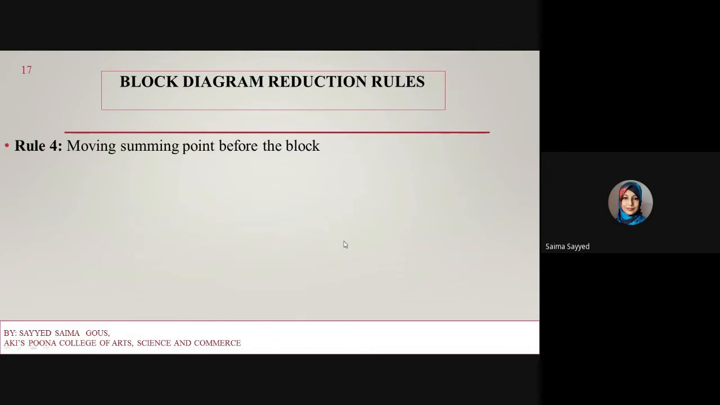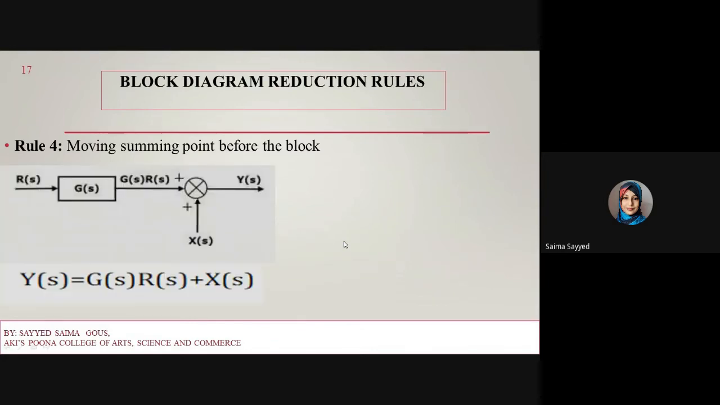Then next rule, moving the summing point before the block. This is my block and I have to move this summing point. This is my summing point. I have to move this summing point before the block. So the equation is Y(s) = G(s) R(s) + X(s).